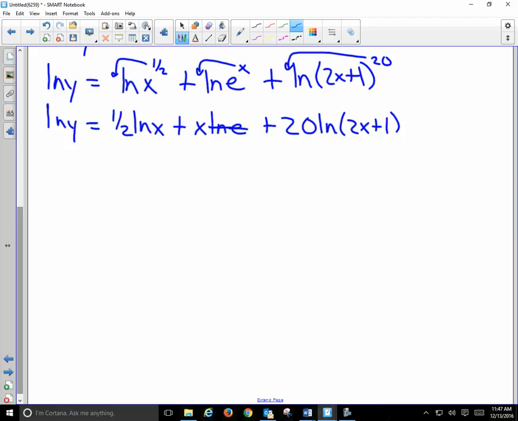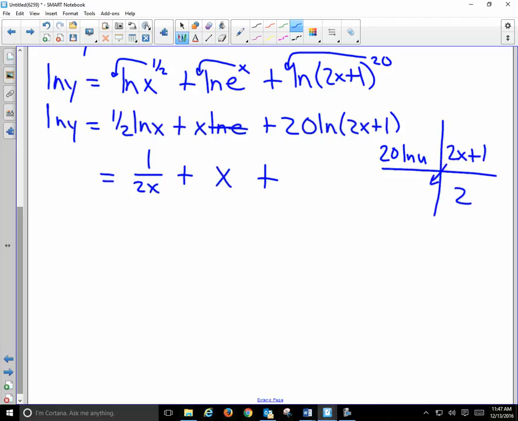Let's now take the derivative. I'm going to wait on the derivative of the left-hand side and focus on the right-hand side right now. Derivative of natural log of x, so it will be 1 over 2x. Plus x. Right, and as we take this derivative, we need to use the chain rule. So we have 20 natural log of u, 2x plus 1. Derivative of 2x plus 1 is 2. 20 over u multiplied by 2, 40.